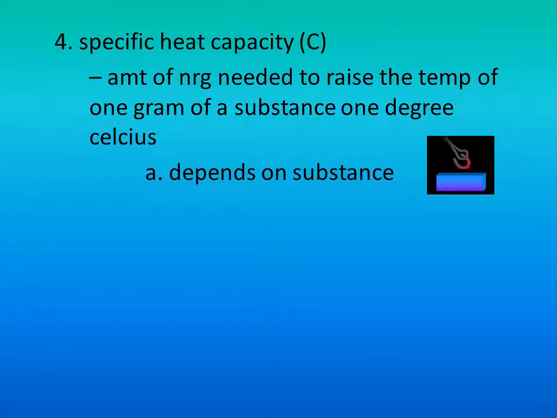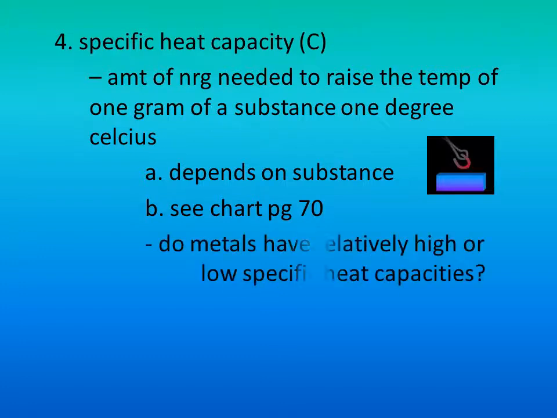And the specific heat capacity depends on the substance. Water is different than aluminum. Aluminum is different than copper. So it depends on whatever type it is, because each type of substance will hold different heat capacities. So the chart on page 70, if you have your book in front of you, you might want to turn to that one. I'll give it to you on the next slide, but we're going to come back to it.